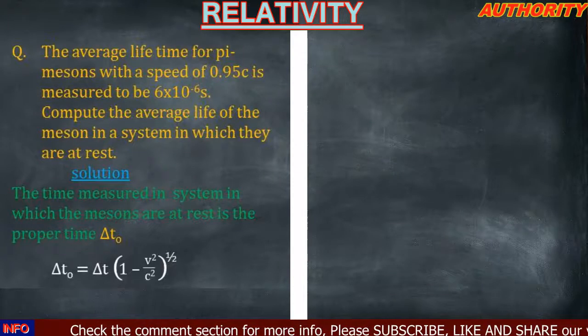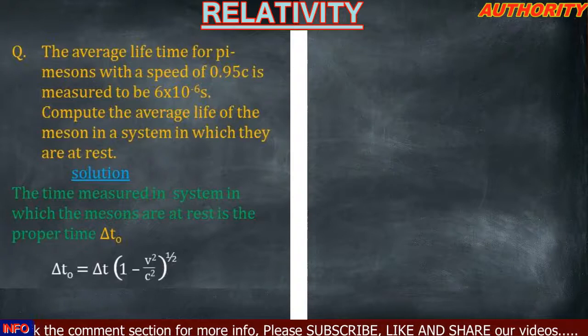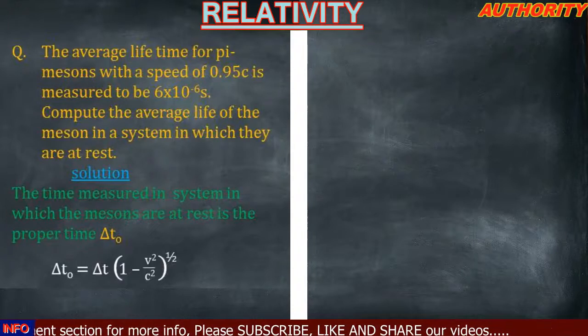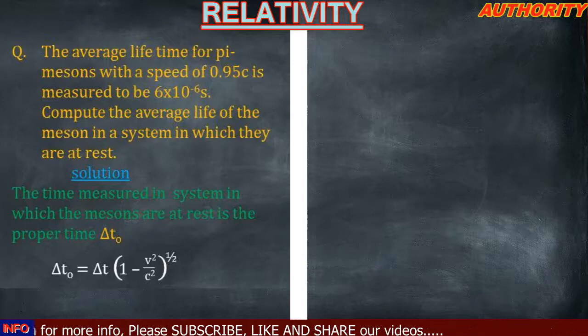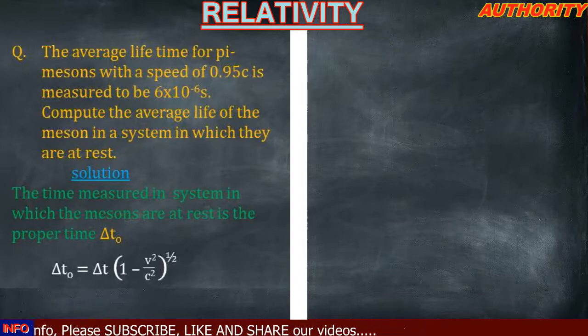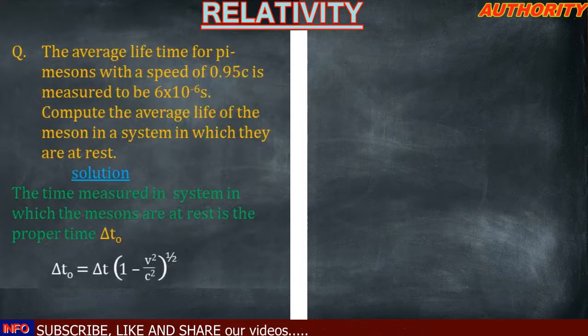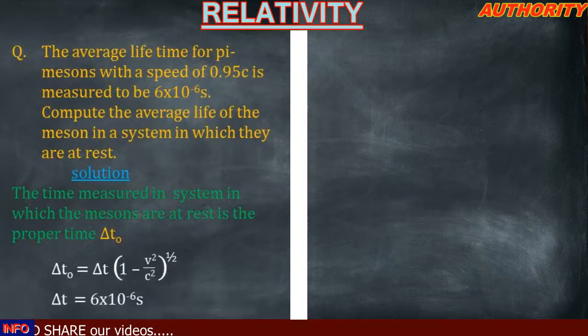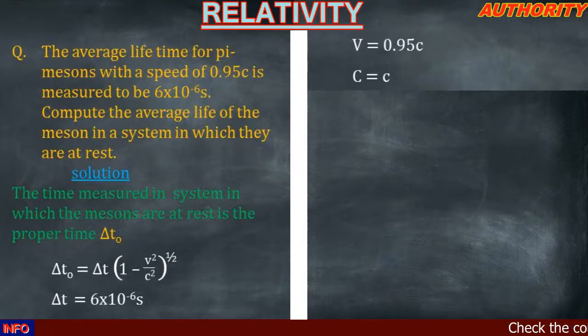Good. Now we say that the proper time is going to give us the dilated time multiplied by the square root of 1 minus v squared over c squared, right? And then the dilated time given to us is 6 times 10 raised to power minus 6. The velocity v is given as 0.95c. And then c is the same as c.